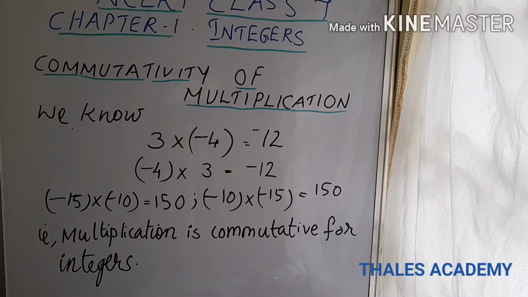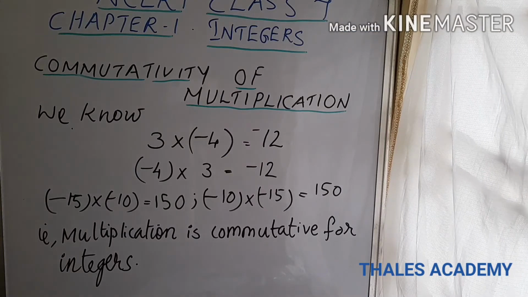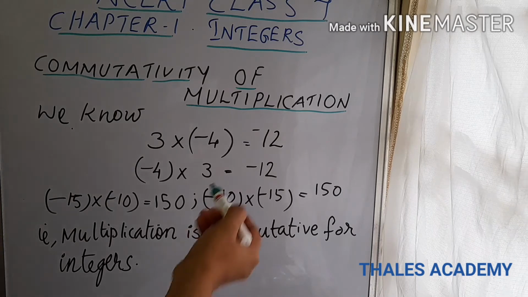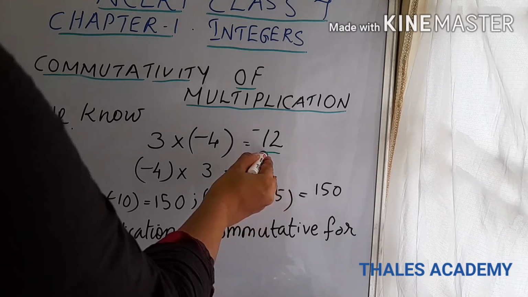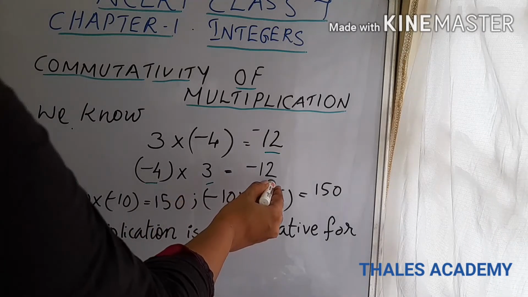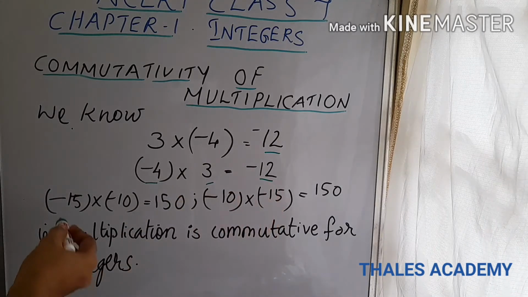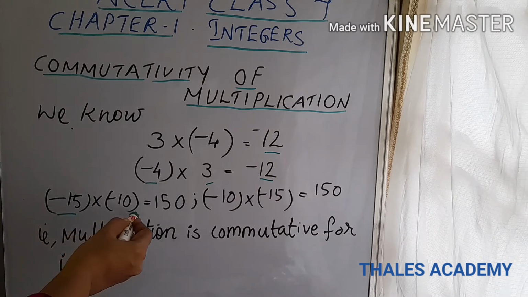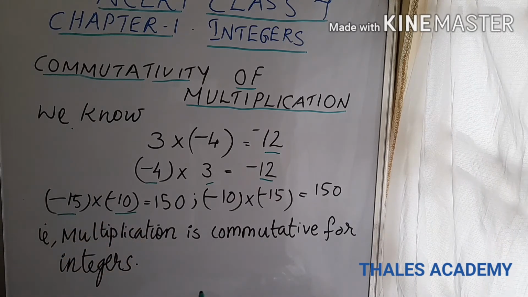Commutativity of multiplication. We know 3 into minus 4, we get minus 12. Minus 4 into 3, we get minus 12. Minus 15 into minus 10, we get 150.